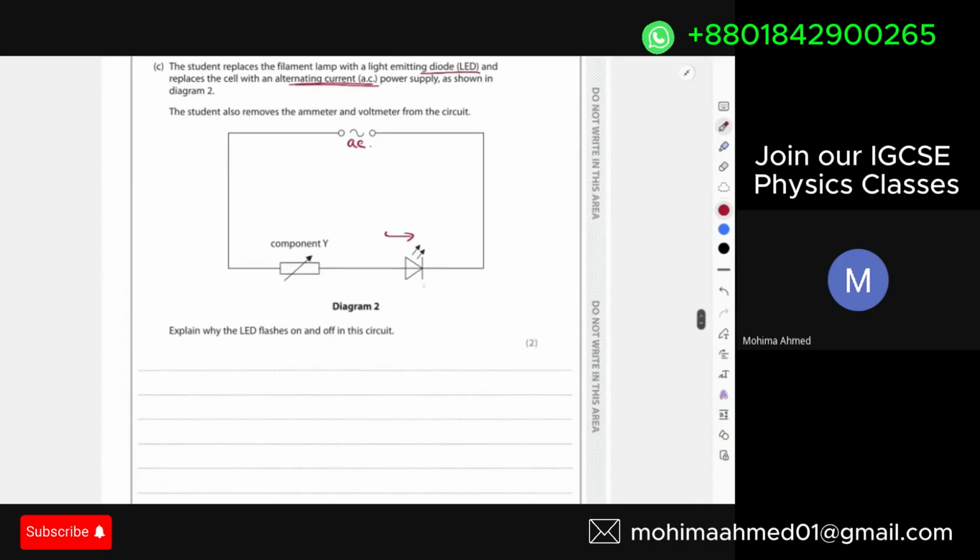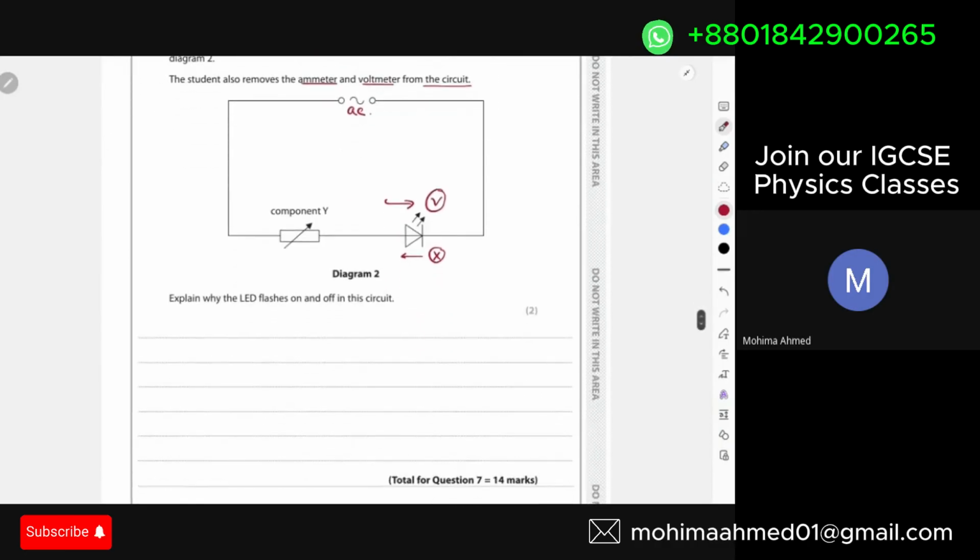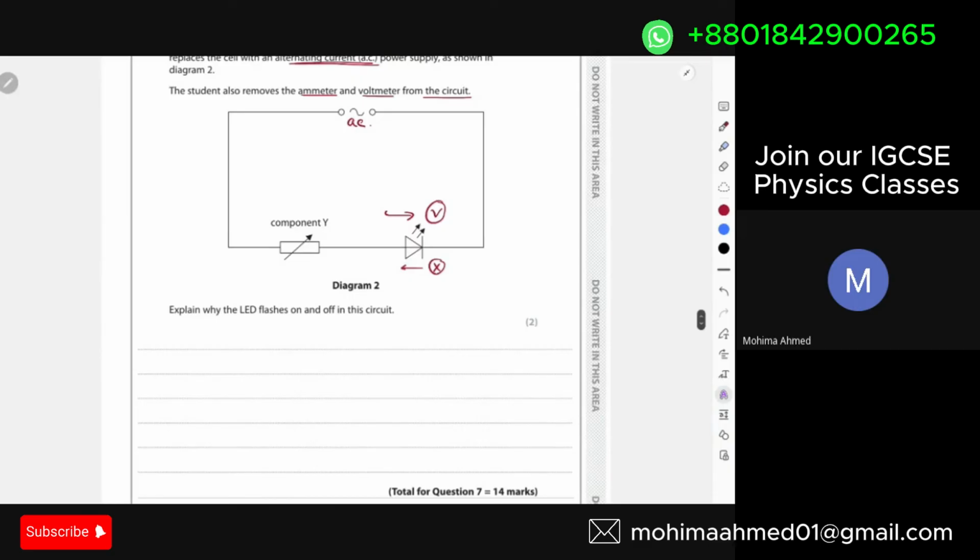When the current is passing in the other direction, it will face the maximum resistance and be entirely blocked, right? So as shown in the diagram, the student also removes the ammeter and voltmeter from the circuit. In this circuit, no ammeter and voltmeter are connected. They are asking us to explain why the LED flashes on and off in this circuit. That's because an LED only allows current to pass through it in only one direction. So when the LED is lighting up, that means the AC current is passing in the correct direction where the resistance is low, so the LED can light up.